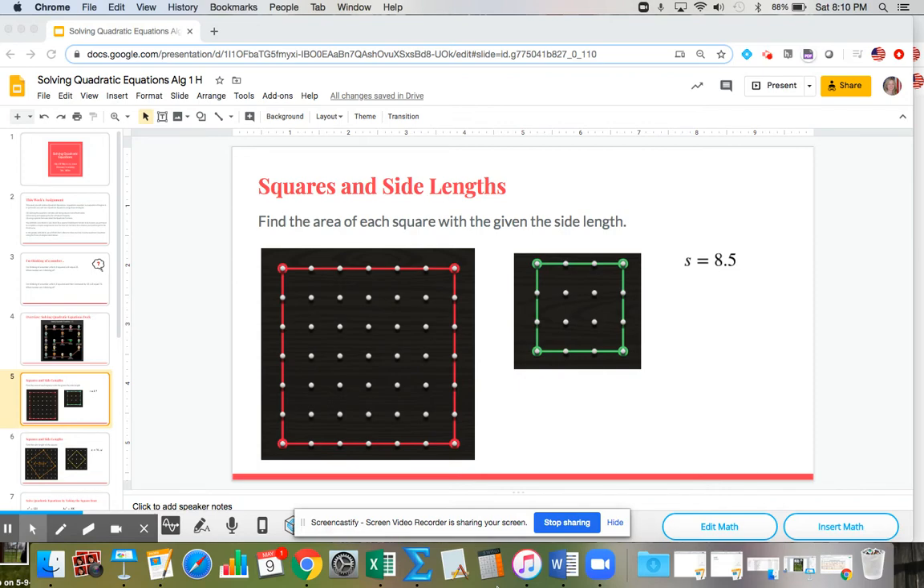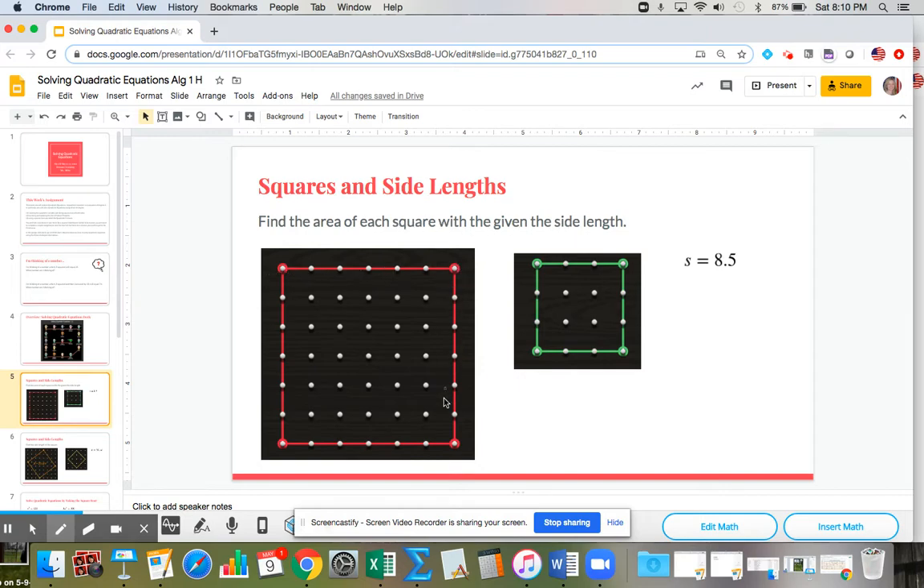In this video, we'll be solving quadratic equations, and the strategy that we'll be using is taking the square root. We're going to start off by looking at some squares that were made on virtual geoboards. And on this first virtual geoboard, we are asked to find the area of the square.